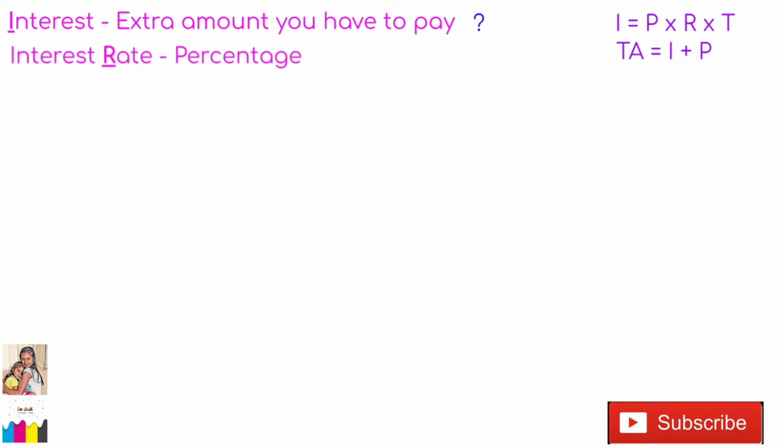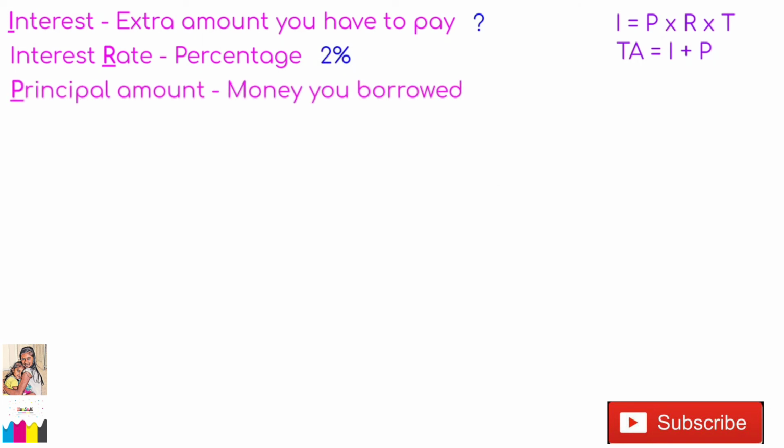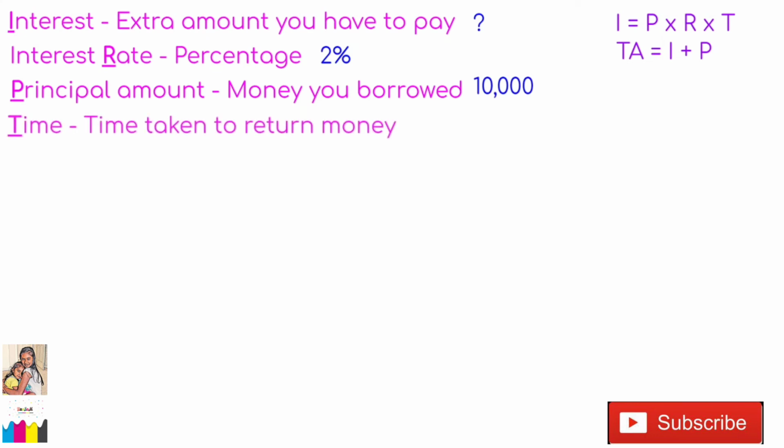Now, the R is the interest rate, which is our percentage. And do we know our percentage in Mia's situation? Yes, we do. It's 2%. Now, our P, it is the principal amount, the money you borrowed. And Mia borrowed $10,000. Now, there's still T left. What is T? You guessed it. It's time. Time taken to return money. And it took Mia 4 years. So everything in the formula is covered, except for TA. I haven't put it here, but I'm telling you it's total amount.